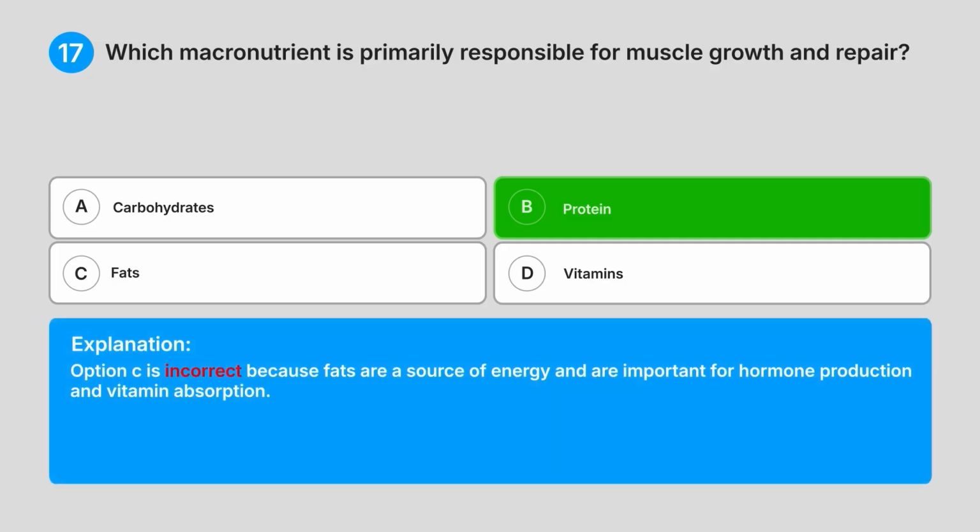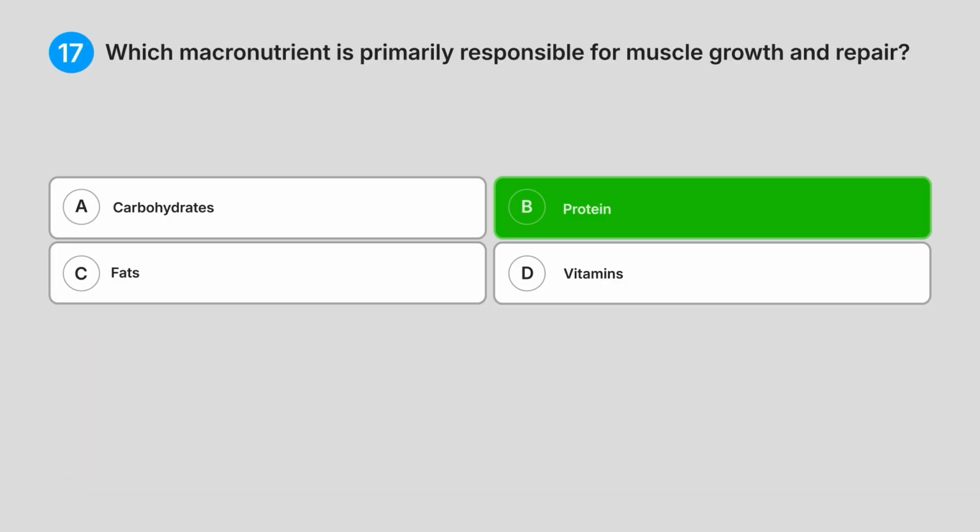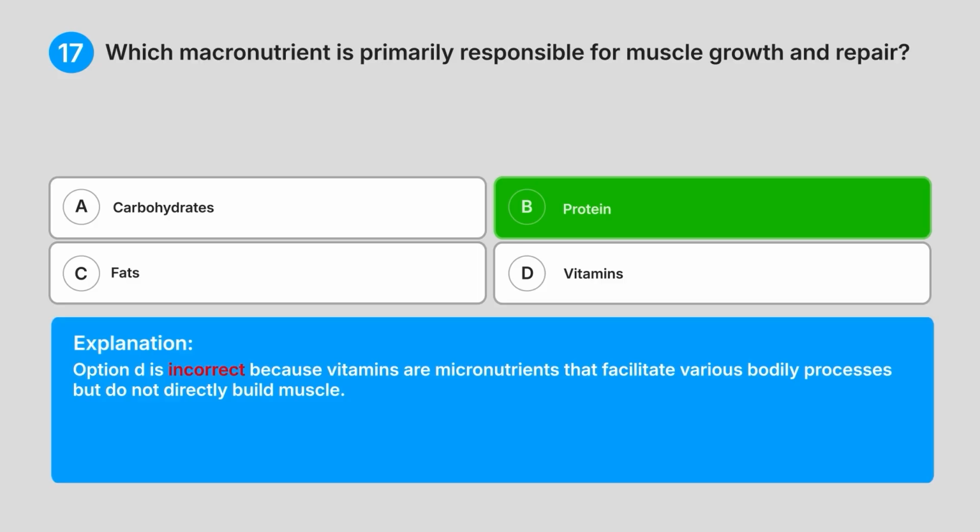Option C is incorrect because fats are a source of energy and are important for hormone production and vitamin absorption. Option D is incorrect because vitamins are micronutrients that facilitate various bodily processes but do not directly build muscle.